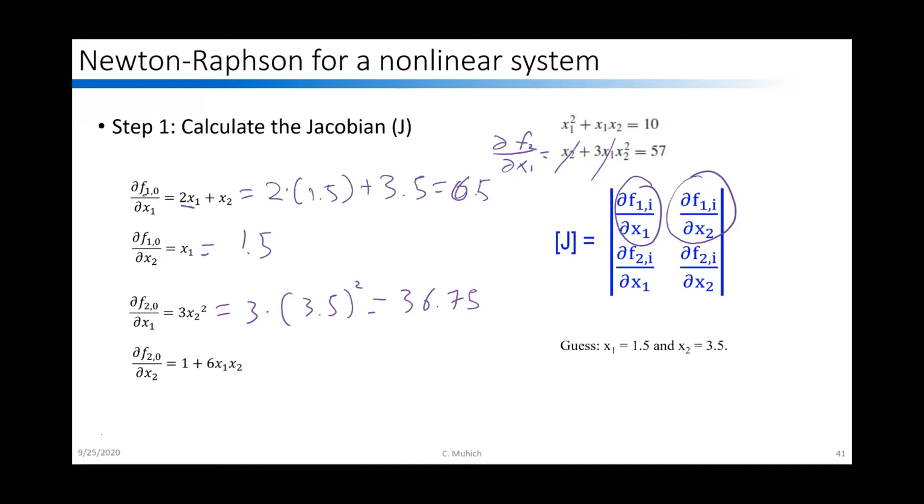All right, and then we need the derivative of f2 with respect to x2. That's 1 plus 6 times x1 plus x2. I can go in and calculate this as 1 plus 6 times 1.5 times 3.5, and that equals 32.5.